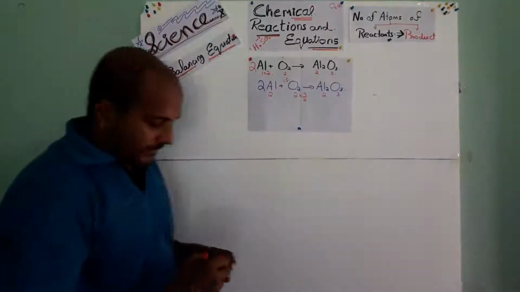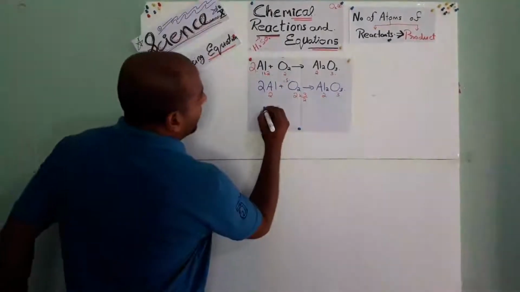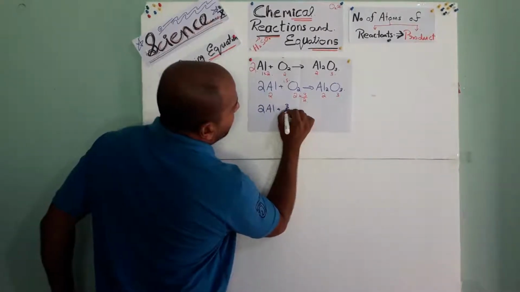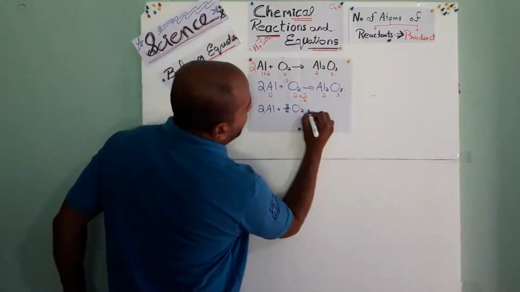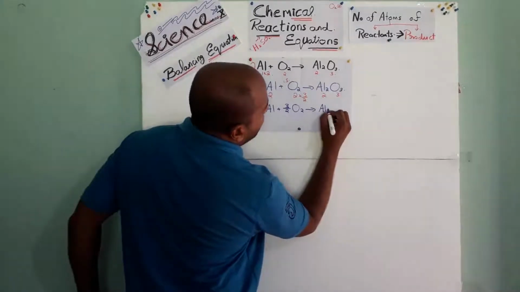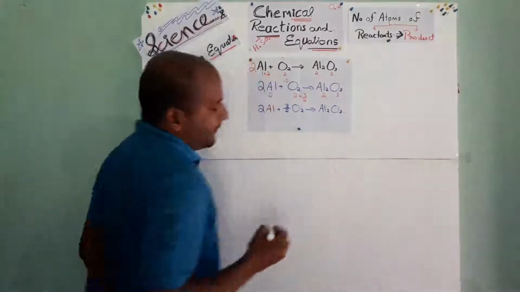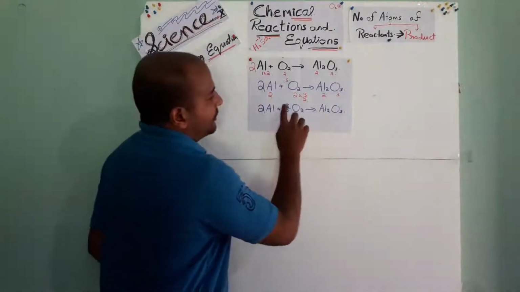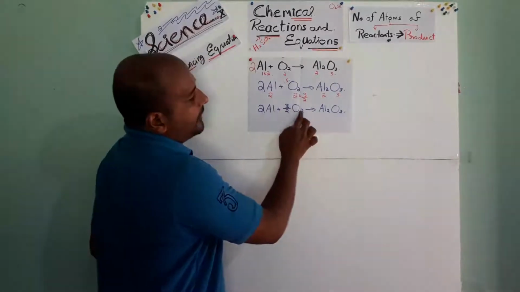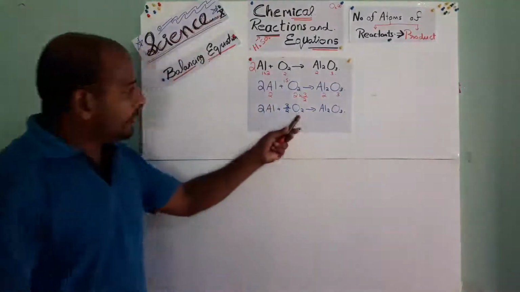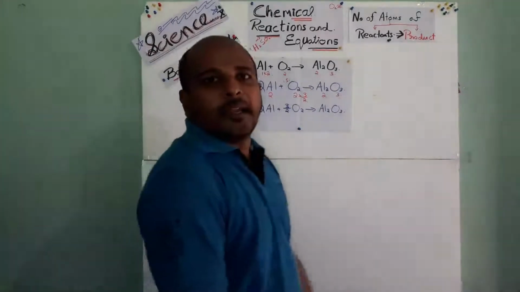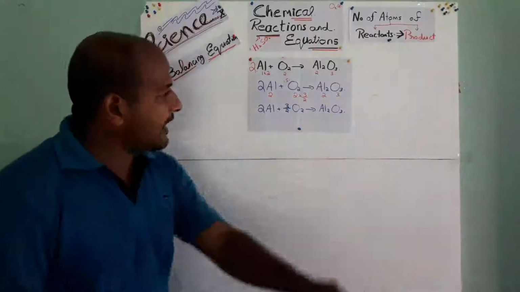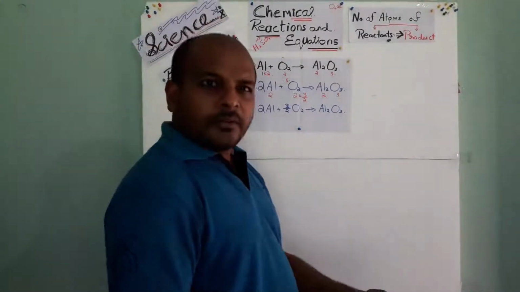If we write the equation again, we will get this. See, 2Al plus 3 by 2 O2 will give Al2O3. Now let's see if it is balanced or not. Aluminium 2, aluminium 2, oxygen 3 by 2 into 2 means 3, 3, isn't it? But we want to get a whole number as an equation.